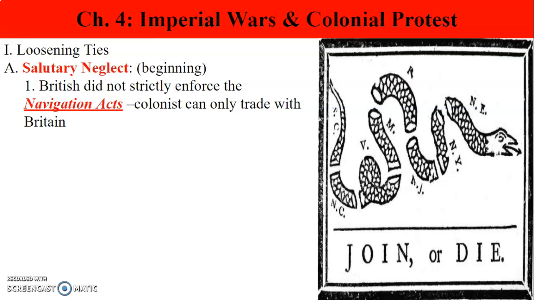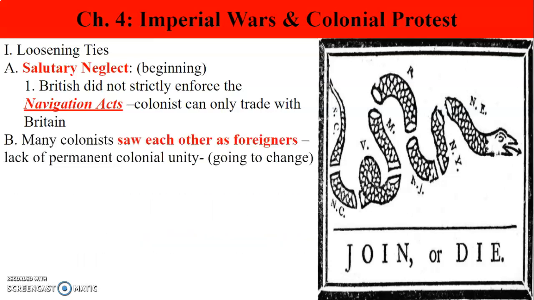So salutary neglect basically means hands-off, which means as long as you guys are continuing to pay your taxes, continuing to give us gold through mercantilism, and don't cause any problems and just be loyal subjects, you guys could pretty much do whatever you want. So yes, we do have the Navigation Acts, which is another one of your vocab words, which basically means you could only trade with British colonies. You can't trade with anybody else. As long as you keep doing that and don't cause any problems, we have salutary neglect. Again, salutary neglect means hands-off, a very loose control over the colony. So they pretty much could do whatever they wanted.